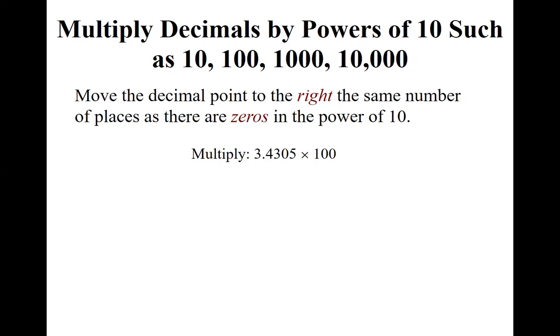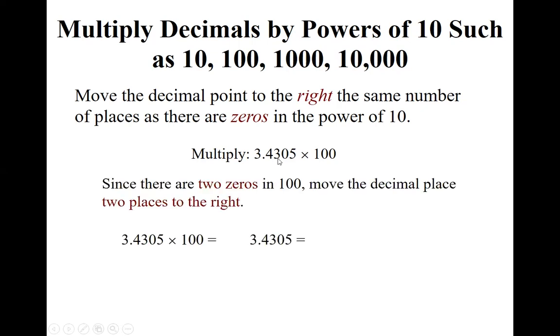3.4305 times 100. 100 is greater than 1, with 2 zeros. Decimal point goes 2 to the right. 1, 2, 343.05.